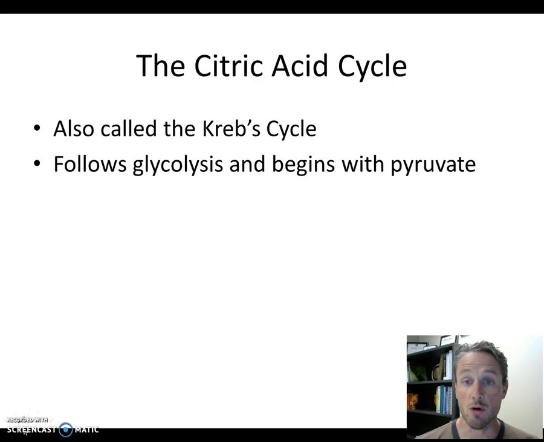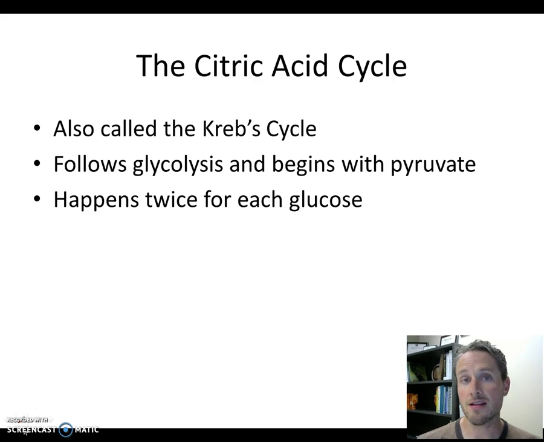All right, so this step, the citric acid cycle, immediately follows glycolysis. You'll remember from our discussion of glycolysis that glycolysis produces pyruvate. So this step, the citric acid cycle, will begin with pyruvate, and we'll talk about the specifics in just a moment.